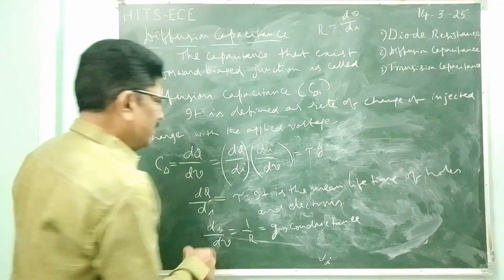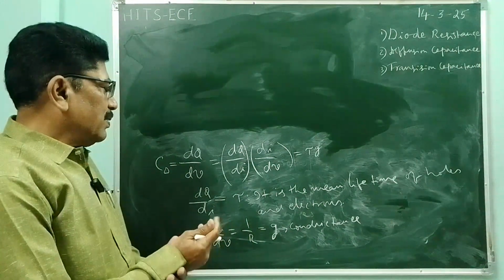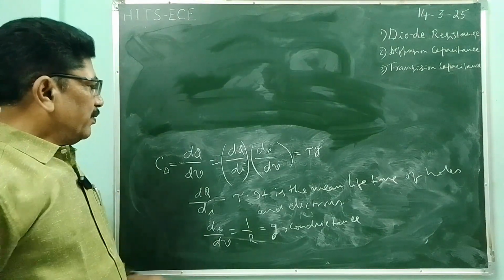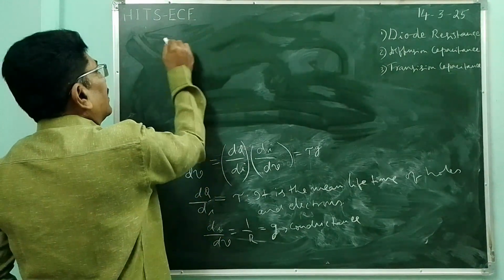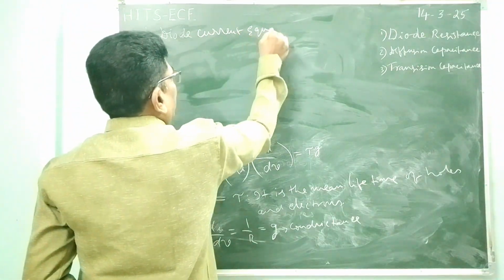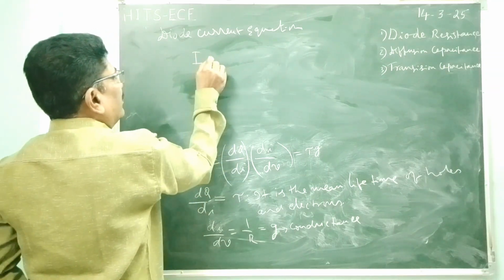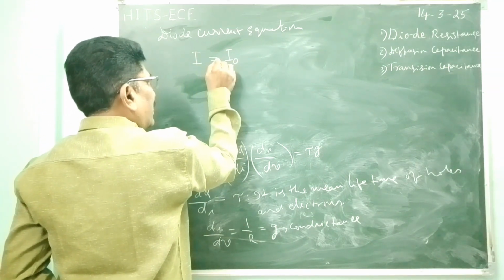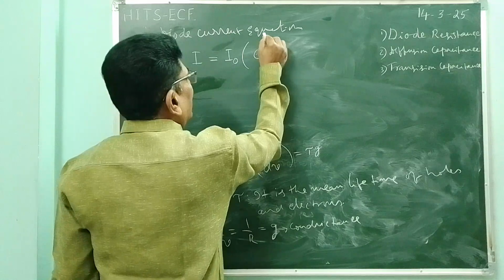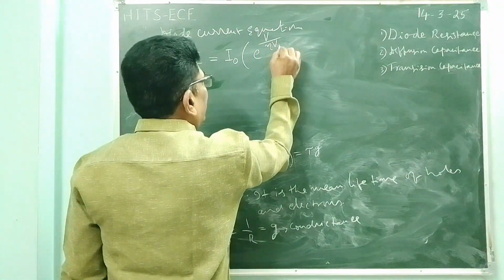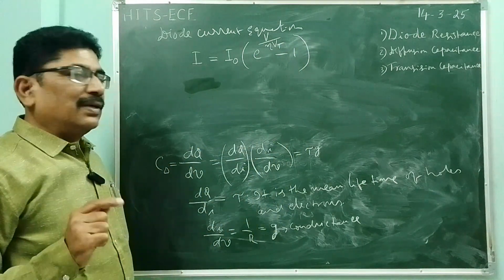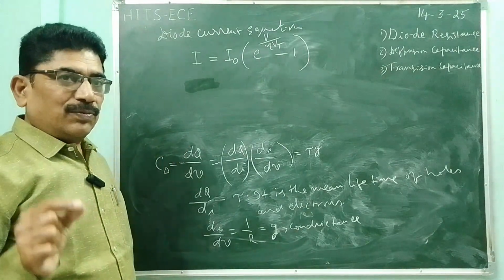We'll find out this G now, that is di by dV, from the current equation. Tau is dq by di, which is the mean lifetime of holes and electrons. So we'll find out di by dV from the diode current equation. That is I, the diode current, which is equal to I naught, the reverse saturation current, into e to the power V, the applied voltage, by eta Vt, minus 1. Eta is the emission factor. It is 1 for germanium and 2 for silicon, and Vt is the temperature equivalent measured in volts.